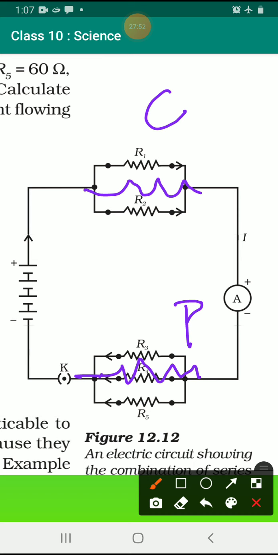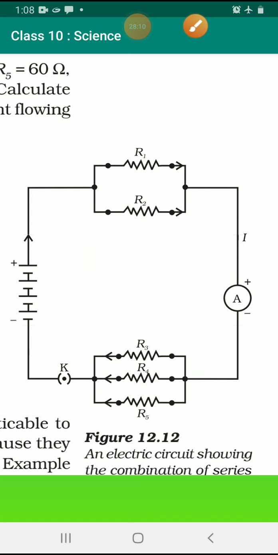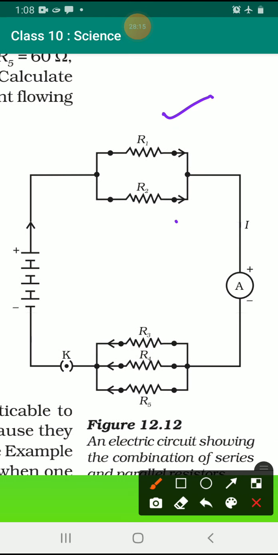Again, these two will be in parallel, C and P. Again we take these two and put the values 1 by C plus 1 by P. Okay, and we take the LCM and find out the total value of the resistance. Got it? So finally, what I'm trying to tell you, these two resistors are there. First we simplify into one by applying the parallel formula.